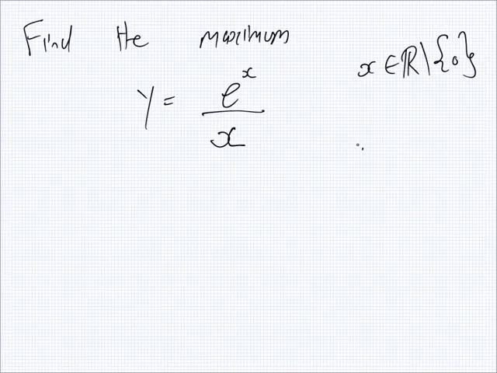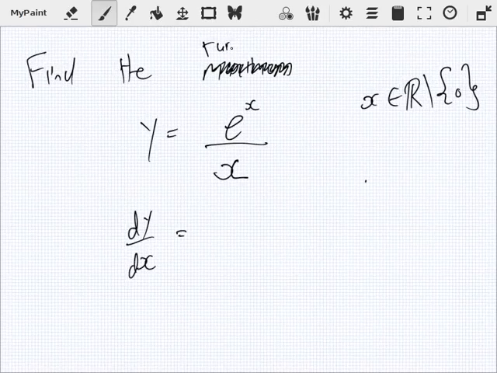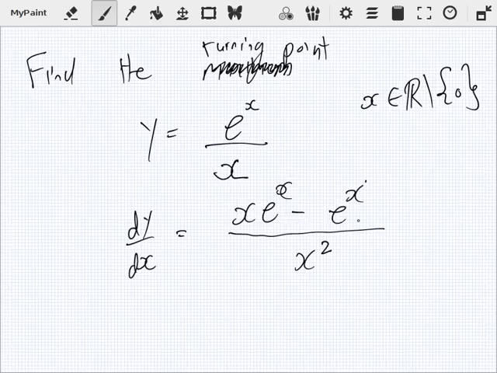Got an answer? Okay, let's have a look. So the derivative here, actually, you know what, I said maximum, but I don't care if it's a maximum or a minimum, so I'll just change to find the turning point. Okay, so the derivative is the bottom squared, the bottom times derivative of the top minus the top times derivative of the bottom. We want this to equal 0.